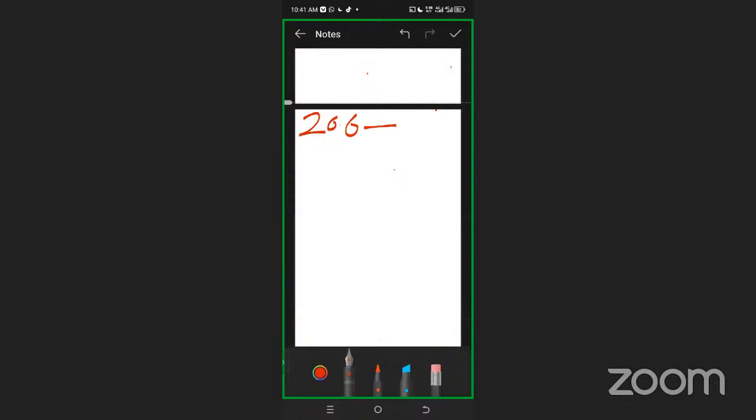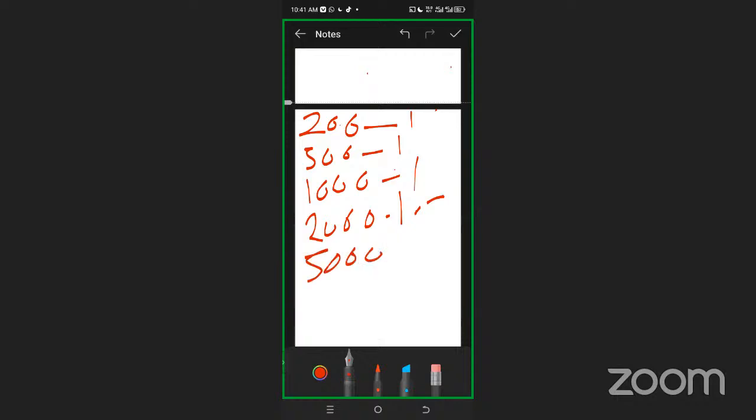$200, trade one coin. $500, one coin. $1,000, one coin. $2,000, one or two. $5,000, I would suggest you go for two, or someone can trade three. Don't exceed there. Are you getting the point?